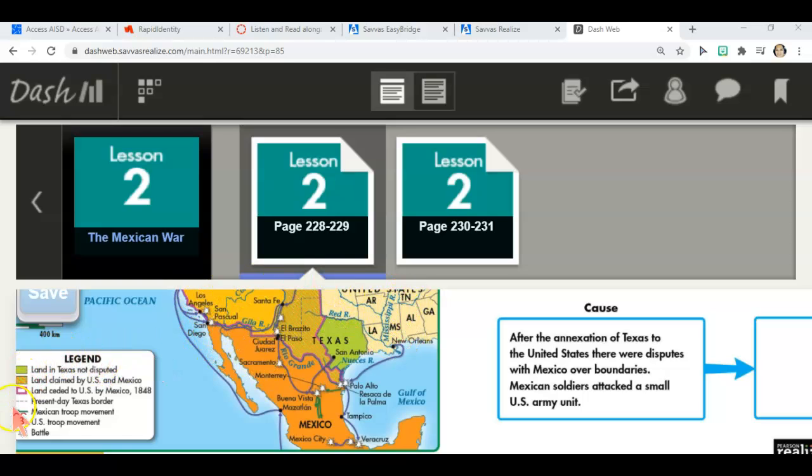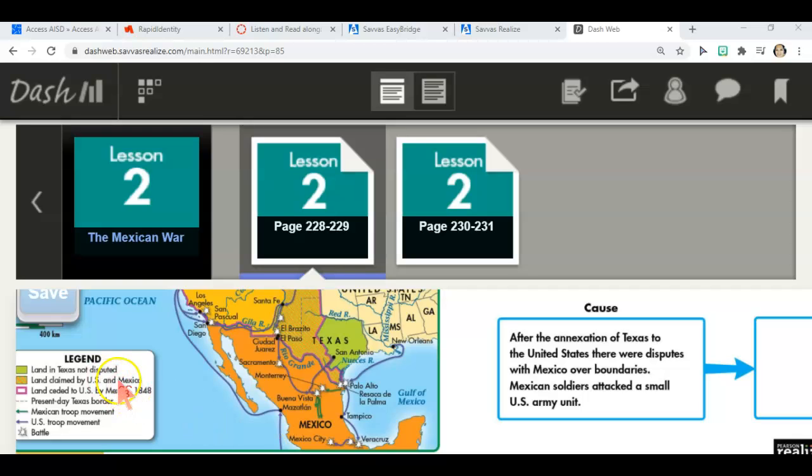Part of it's cut off, but that's okay because we just need our legend, which tells us what all of the colors and the markings represent. The green part is the land that was not disputed. This is not being argued over. The orange and green part is the land that's being claimed by both the U.S. and Mexico. Then we have the Mexican troop movements in green, right here. We have the U.S. troop movement, all in purple. That's all over the place. And then the little kaboom signs are where there were battles that took place. Keep that in mind whenever you're working on your activity.